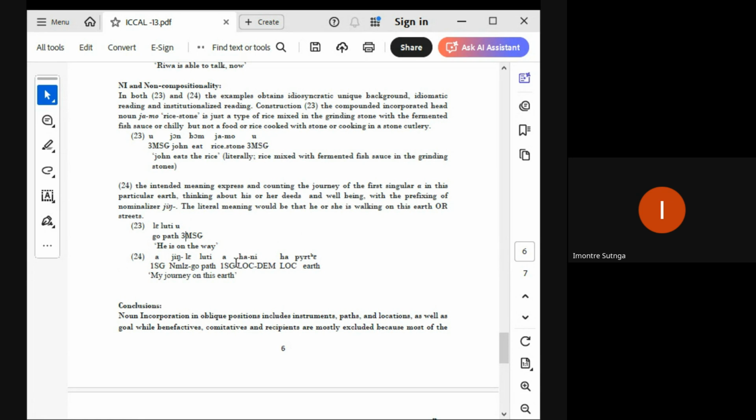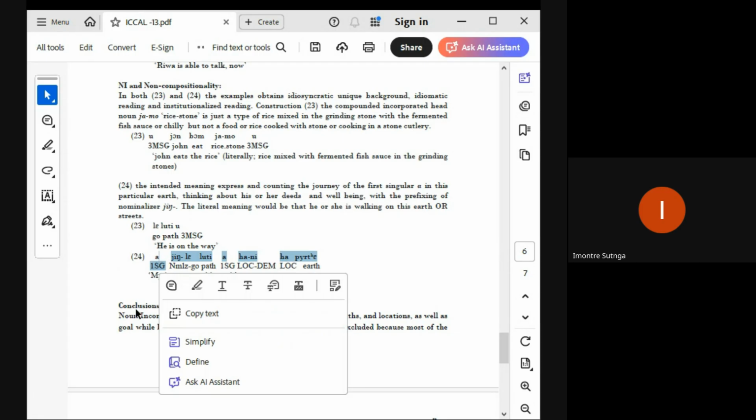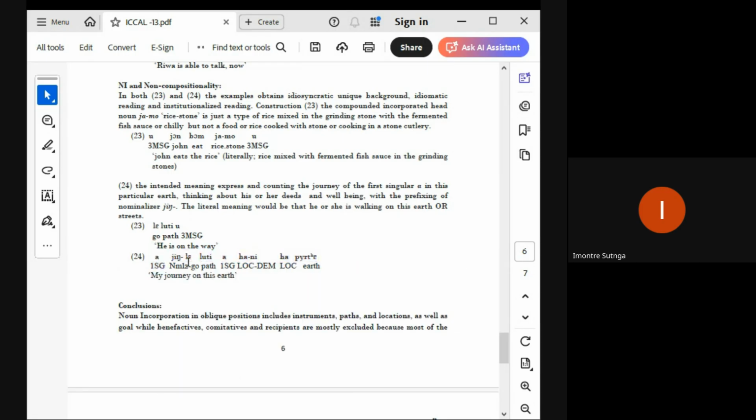The intended meaning expresses the journey of the first singular person, which is marked by ajing leluti hani haparthe in example 24. When adding jing to leluti hani haparthe, it gives us a different meaning, which means my journey on this earth, and my thinking about a particular journey, or thinking about his or her goodwill on this earth.